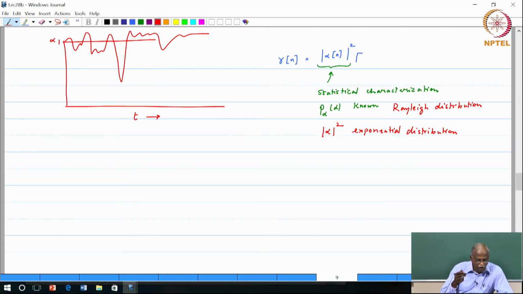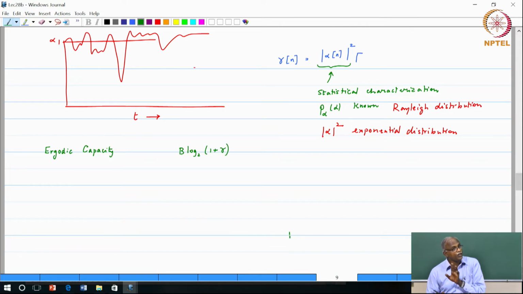So now, how do I calculate capacity? I cannot talk about a fixed capacity. I am going to have to talk about something called an ergodic capacity or a statistical capacity, and it is not the Shannon capacity exactly as we know it. It is going to be of the following form: B times logarithm base 2 of 1 plus gamma. But notice this gamma is not a constant, it is a statistical quantity.